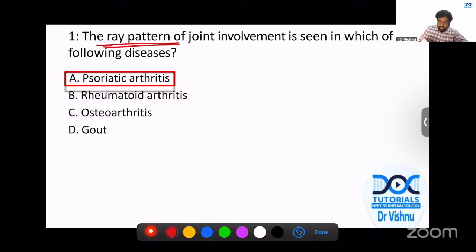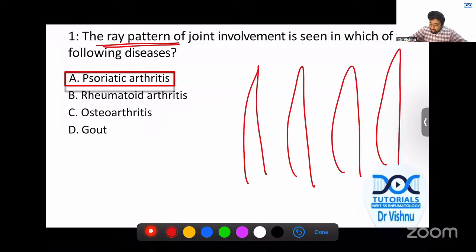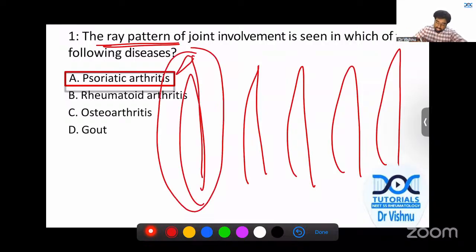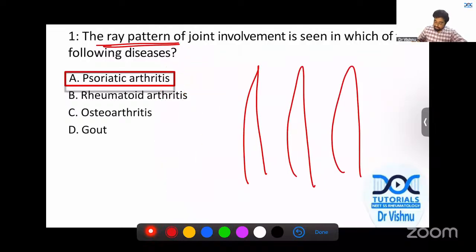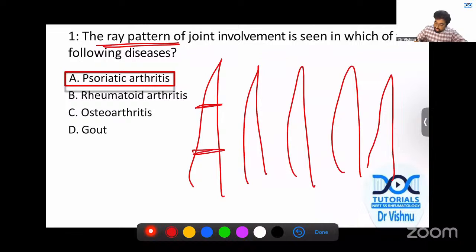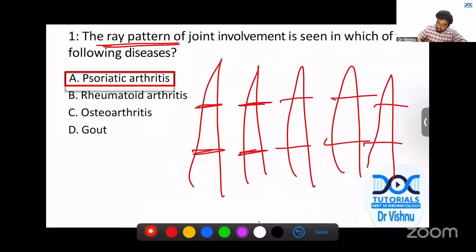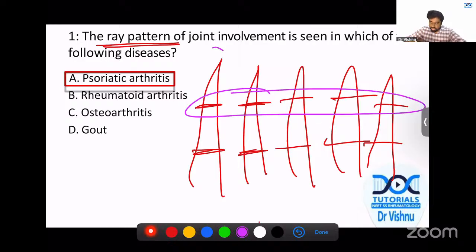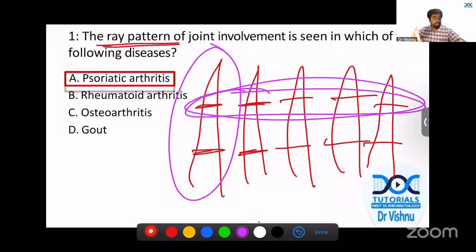So ray pattern versus row pattern. Whenever you have, forgive me for my drawing, but suppose these are 5 fingers. If one finger is involved, that is ray pattern, right? Ray looks like this. But if there is one particular joint, so these are your DIPs, PIPs, if this particular pattern is there, this is the row pattern. So this is the ray pattern, while this is the row pattern, as simple as that.